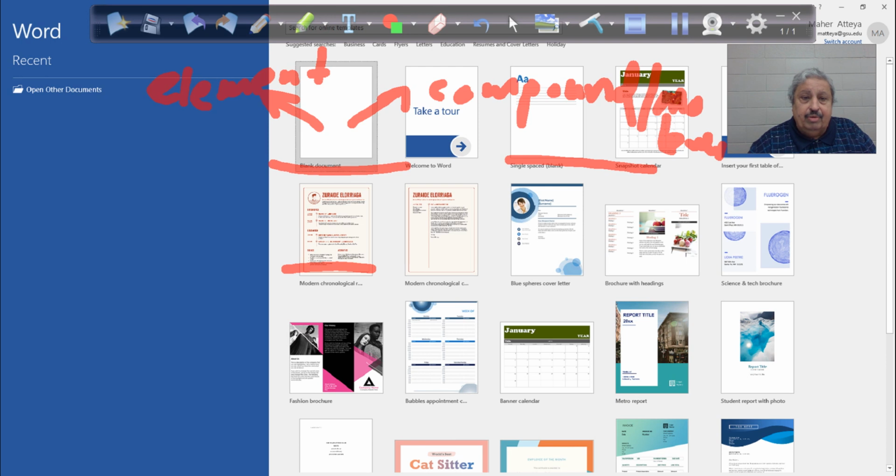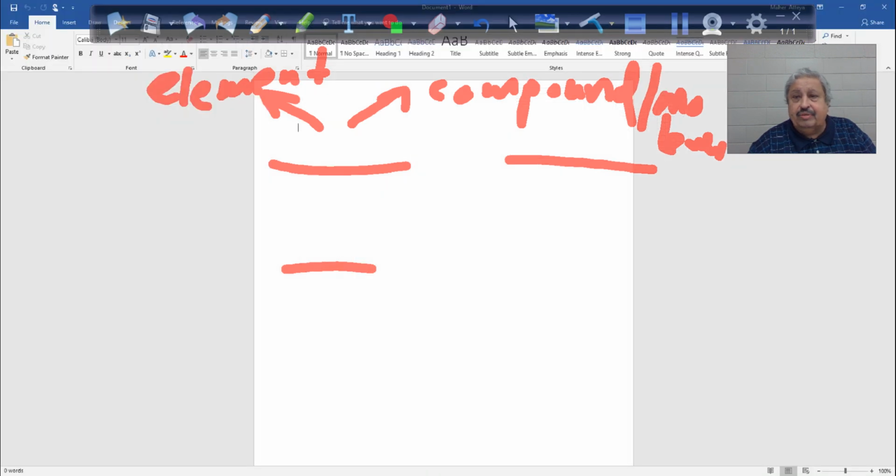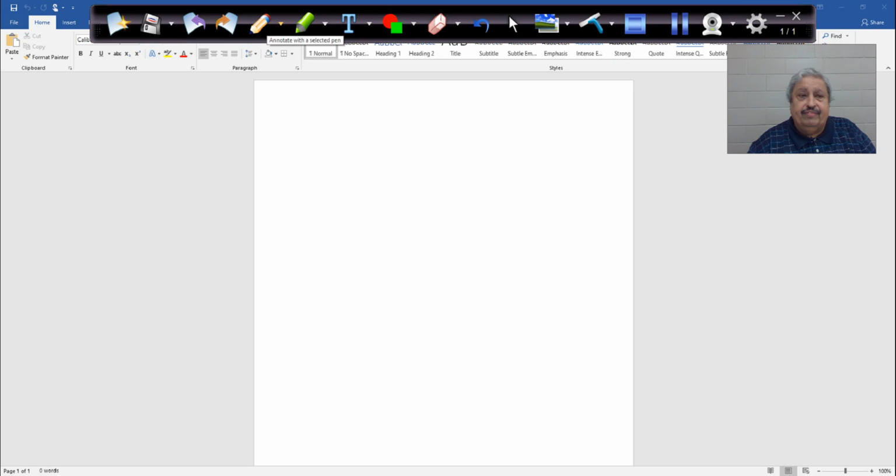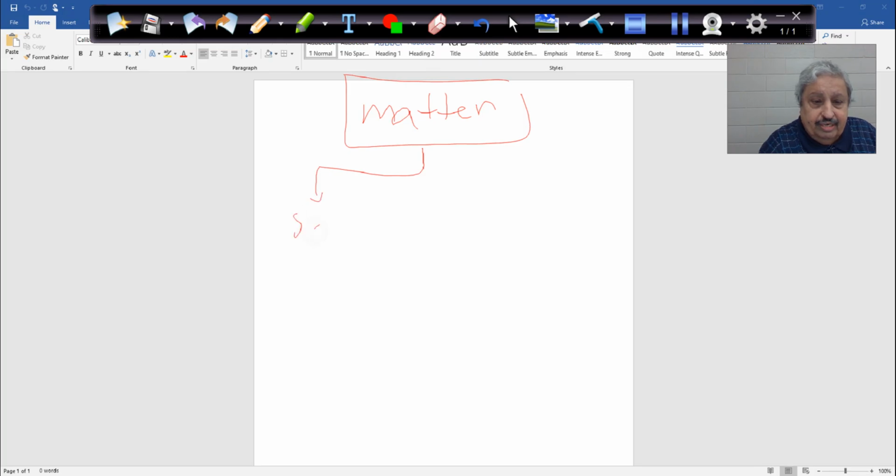Okay, I'm opening Word here and we'll just go through this together, just to make the definition clear so that everybody is not confused. A lot of students are confused. So we have matter. Can you see it? Yeah, we have matter here. Out of this matter, we have solids, liquids, and we have gases, correct?